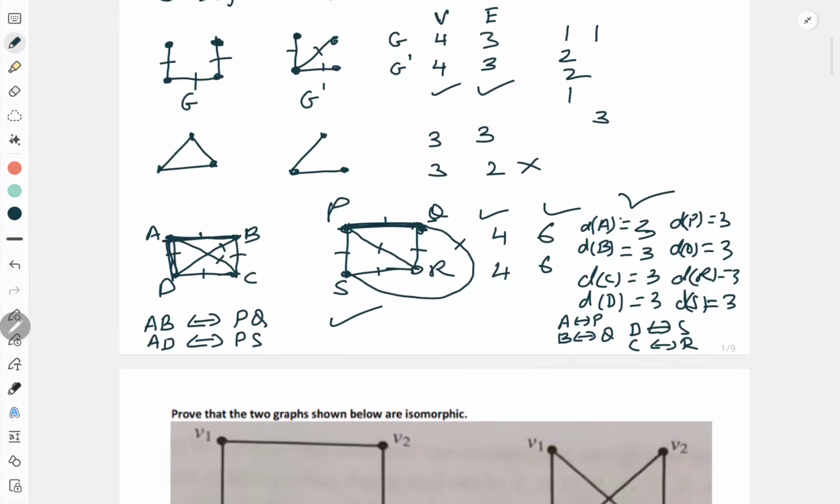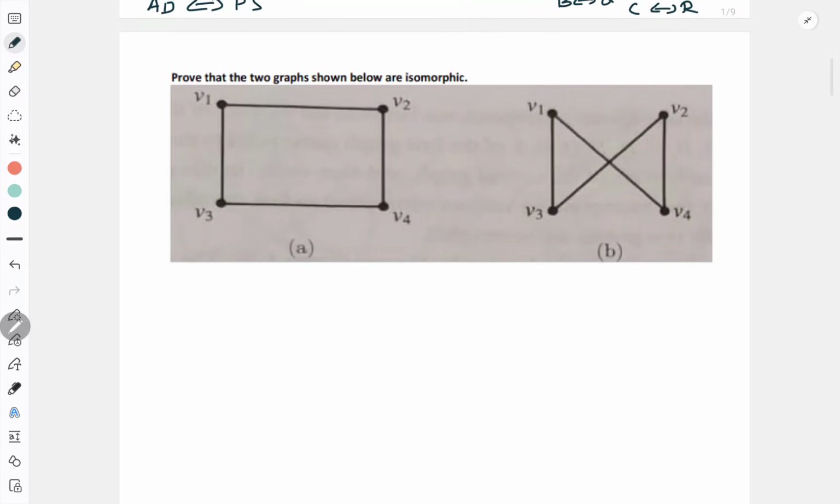Okay, let's move to the next question. Look at this question now. Prove that the two graphs given below are isomorphic. Let me change the names because they have the same name. So let it be U1, U2, U3 and U4. Correct. Now I need to prove that they are isomorphic.